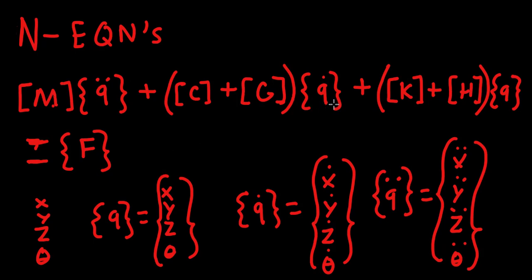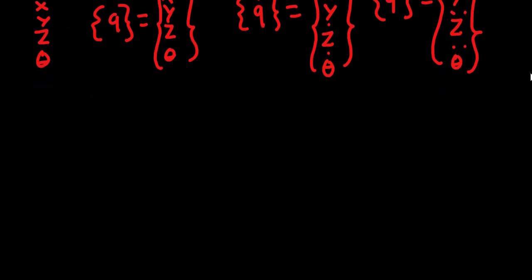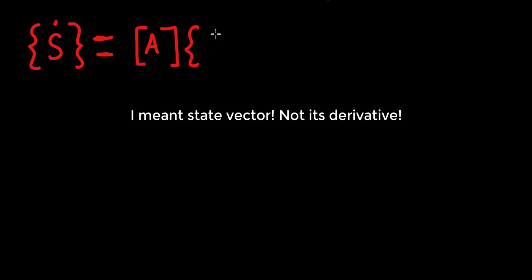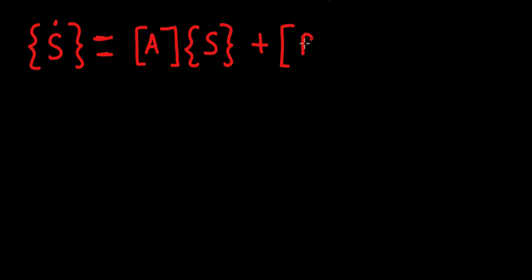Now, what exactly do we do with these? Why are they so important? Why am I showing you a ton of random matrices and vectors? The reason this stuff is so important is that we can get the derivative of our state vector pretty much directly from this information. There's an equation that says that the derivative of our state vector, S dot, is equal to some matrix A times our state vector plus some matrix B times our forcing vector.